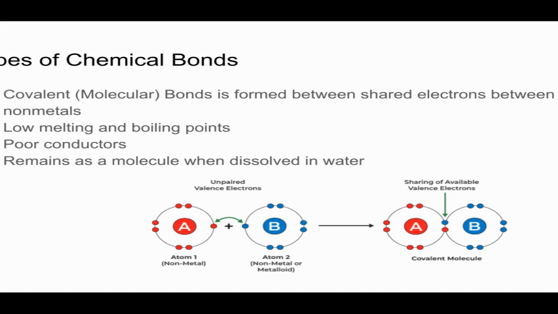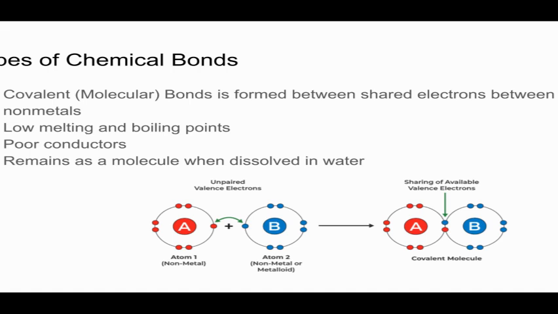The next one is covalent chemical bonds, which is also sometimes called molecular. It's formed between two nonmetals or sometimes a metalloid and a nonmetal. These are going to be the elements on the far right side of the periodic table. They can share 2, 4, or 6 electrons. We're going to talk more about that as we go through this unit. They have low melting and boiling points. Let's think about sugar as an example for this one.